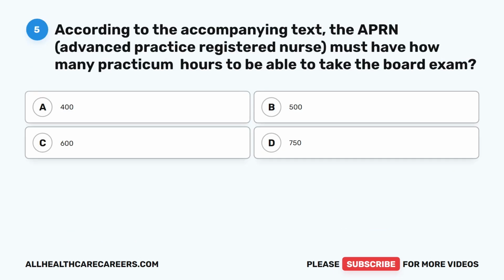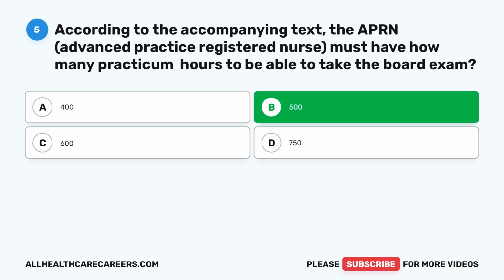Question 5. According to the accompanying text, the APRN, advanced practice registered nurse, must have how many practicum hours to be able to take the board exam? A. 400, B. 500, C. 600, D. 750. The correct answer is B.